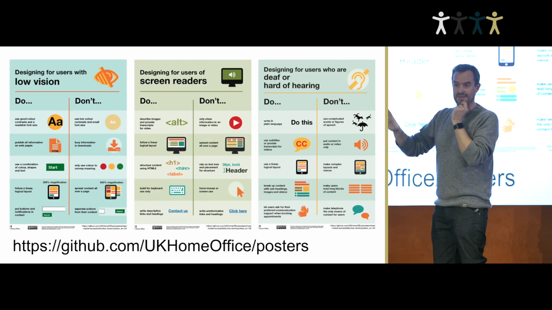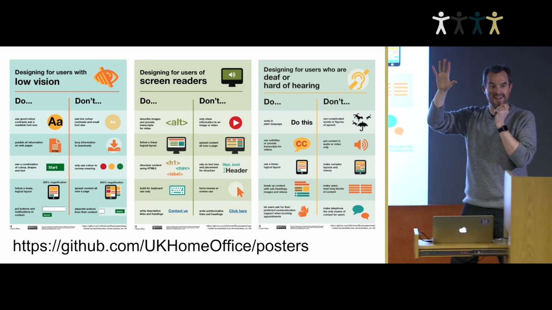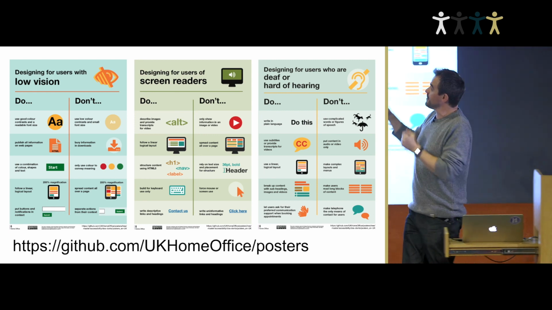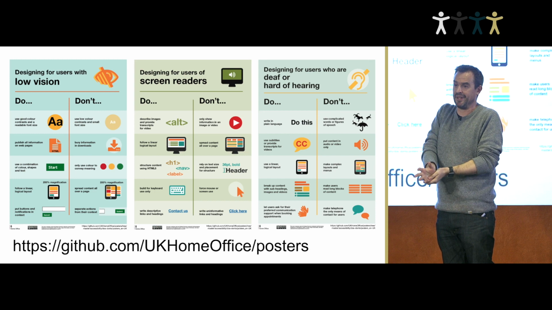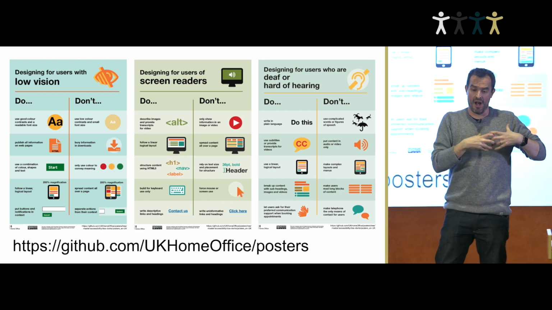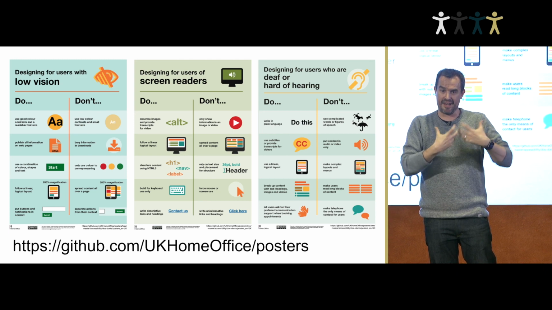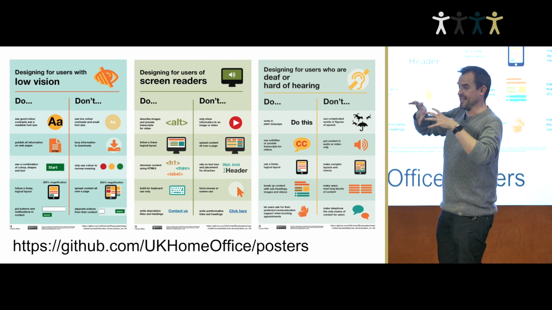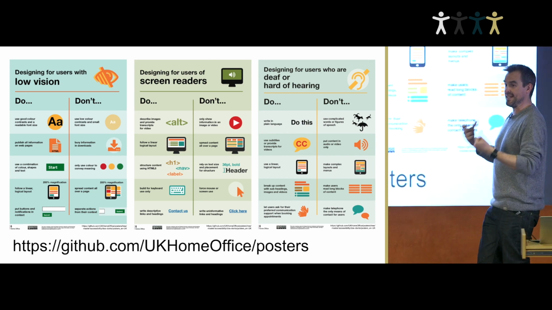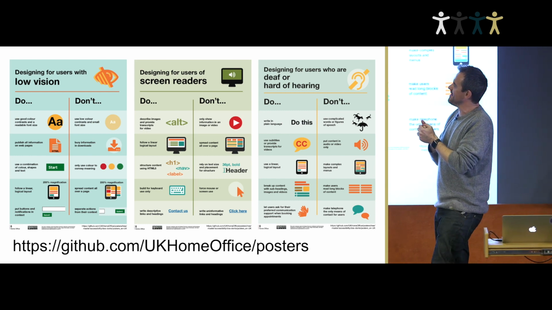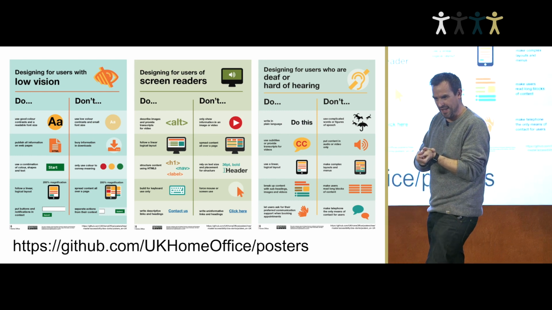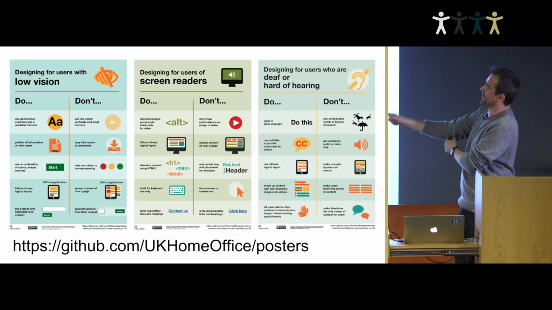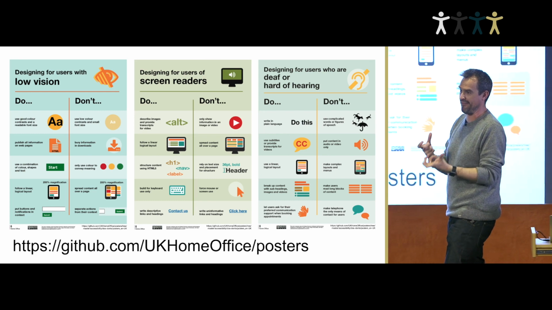Who's seen the do's and don'ts accessibility posters by the Home Office? About two thirds of the room. These are brilliant because, unlike the Web Content Accessibility Guidelines, which are brilliant but overwhelming and technical and confusing, these posters distill some of the most important things in a really easily digestible way. They have been translated into 14 languages and downloaded literally tens of thousands of times. If you've not looked at these, there's some really good information in there.